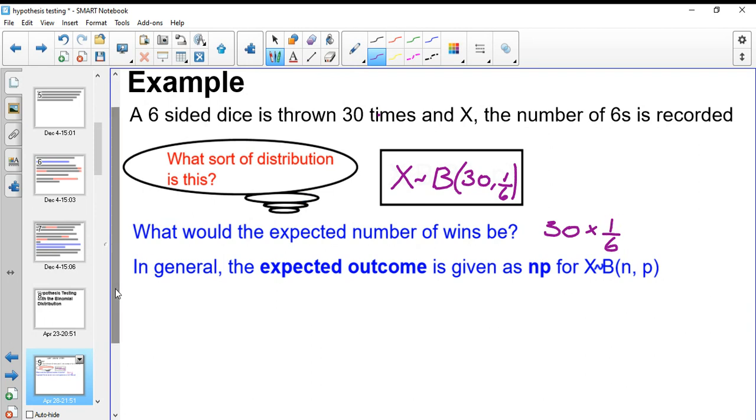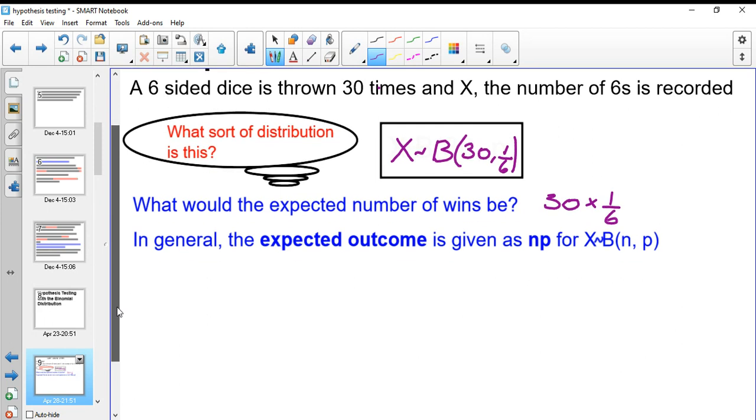Okay, so let's say this is a game and we throw the dice 30 times. Now, based on the fact that we are assuming that that dice is fair, then our null hypothesis is going to be that p is 1/6. So that is our null hypothesis. We are assuming that that dice is fair.